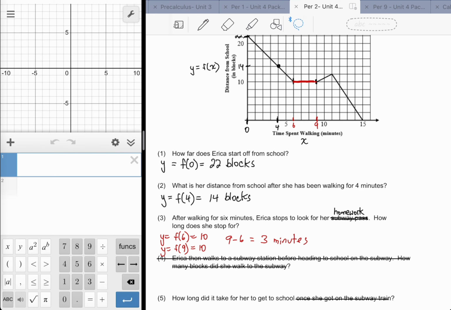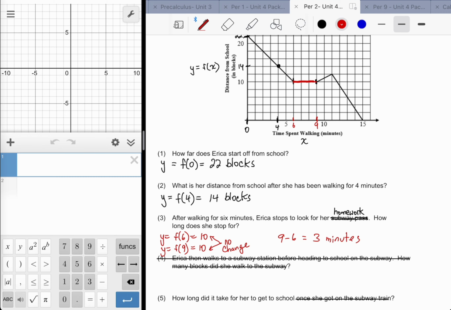I'm going to scooch this over and put a little note here, just saying that there's no change. That's not something you'd have to write, but I figured it would be a good idea to indicate it here. There's no change in the distance traveled over those 3 minutes.